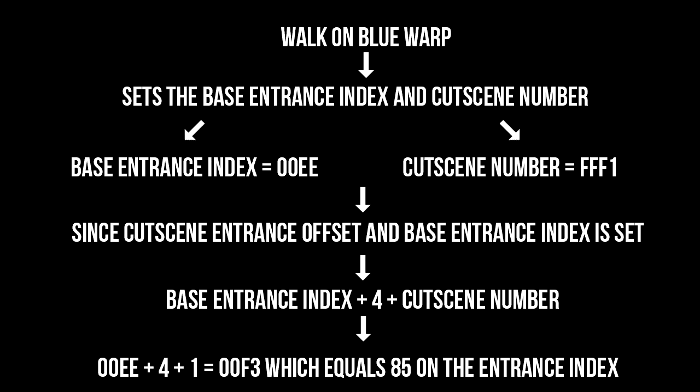So let's say we're at the Deku Tree Blue Warp. When we walk onto the Blue Warp, this is going to lock Link in place. After this, the game will store the value the game holds as the next entrance to the base entrance index value, which in this case will be 00EE, and it will also store the next cutscene number to FFF1. Now since the cutscene entrance offset and the base entrance index value are set, the game is going to add 4 to the base entrance index value, and then 1 because that's what the cutscene number is. The final entrance index value will be equal to 00F3, which will load scene 85 and place Link at position 0, which is right in front of the Deku Tree in the Kokiri Forest.